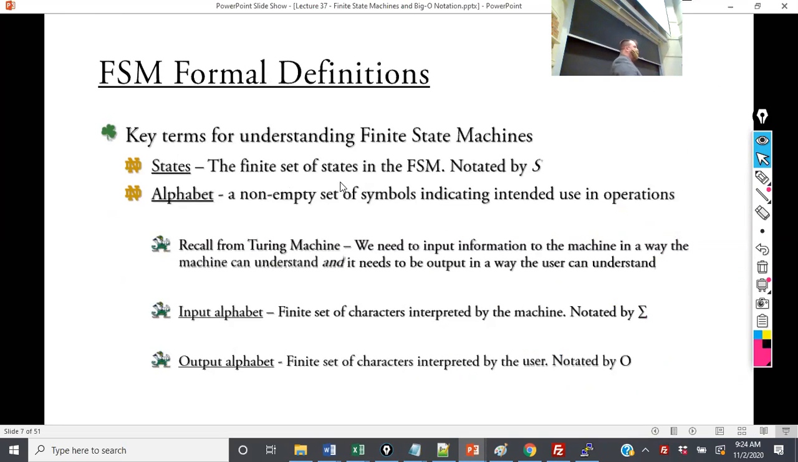So to formally define a finite state machine, there are several definitions that I want to take you through first. The first one, which you're familiar with because I've been describing them, are the states. These are where we perform concrete, definite, discrete operations. And these are the finite set of states in the finite state machine. The emphasis is on the word finite. We have a finite set of operations that the computer can perform.